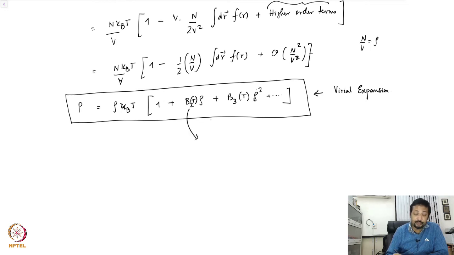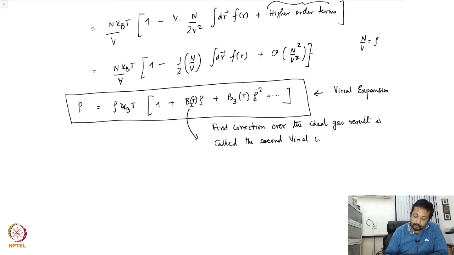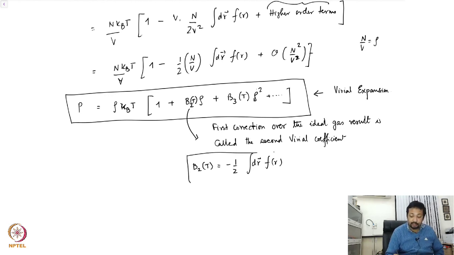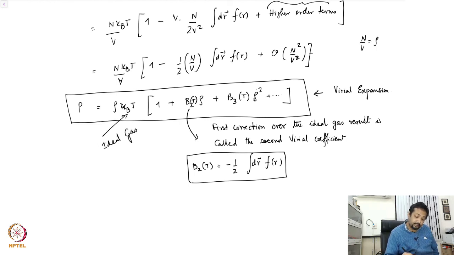And this quantity, the first correction over the ideal gas result, is called the second virial coefficient, B2(T) equals minus half ∫dr f(r). Given the form of the potential, you can evaluate this coefficient. The first is always the ideal gas result.